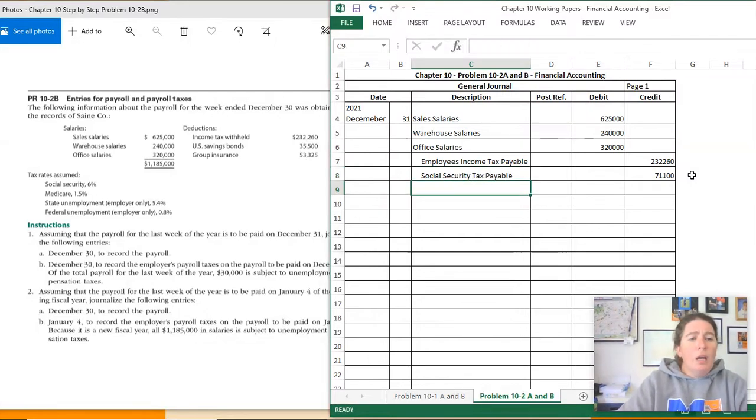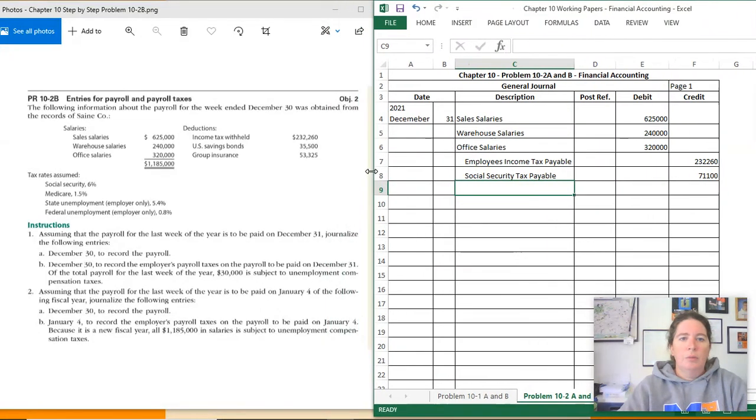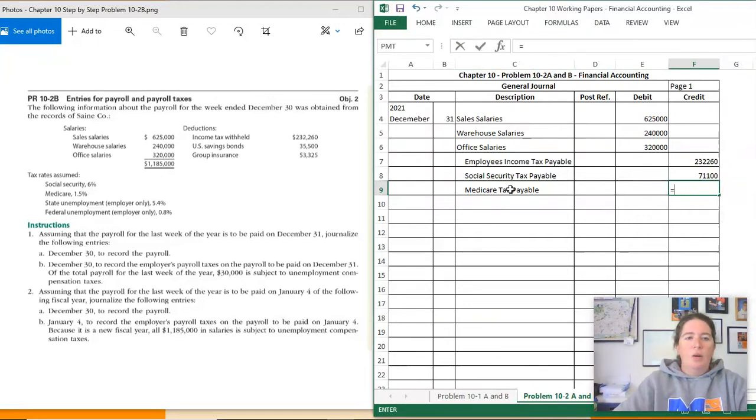My next one is going to be my Medicare tax payable. Again, I have to calculate this one, and it tells me my Medicare is 1.5%. So for Medicare tax payable, I'm going to take that 1,185,000 times 0.015, because that's my decimal equivalent of 1.5%, and press enter, and it gives me my amount.